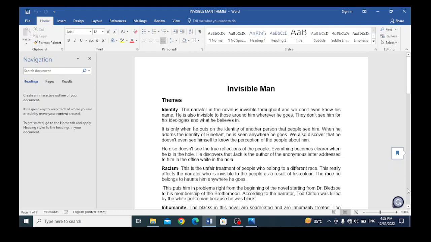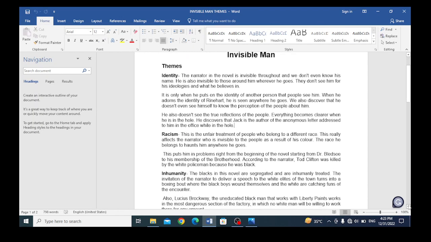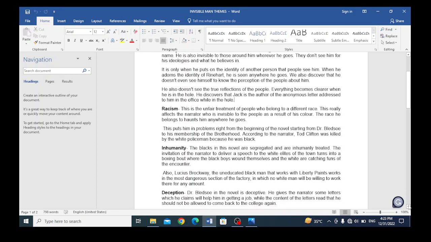Everything becomes clearer when he's in the hole. He discovers that Jack is the author of the anonymous letter addressed to him in the office while in the hole. So it is when in the hole that everything is now clear to him about himself, about the way the people see him.